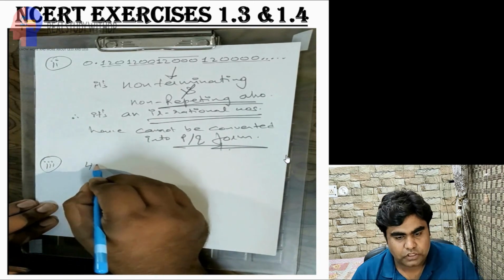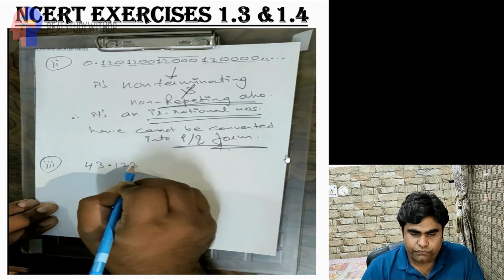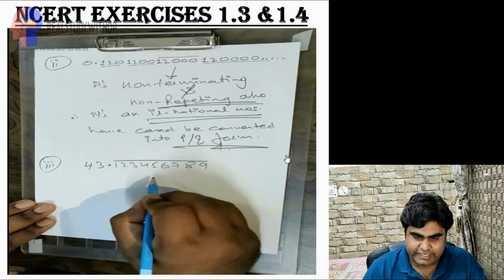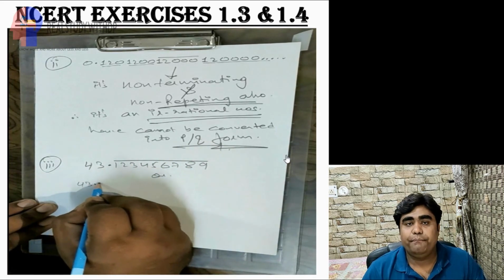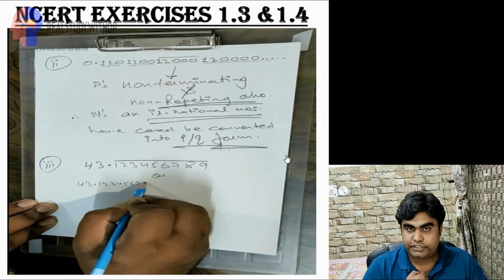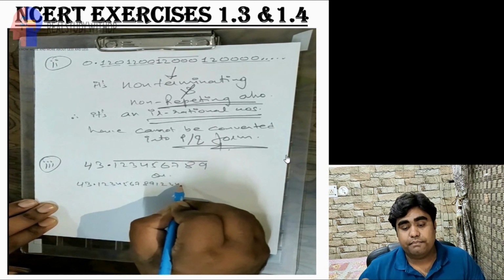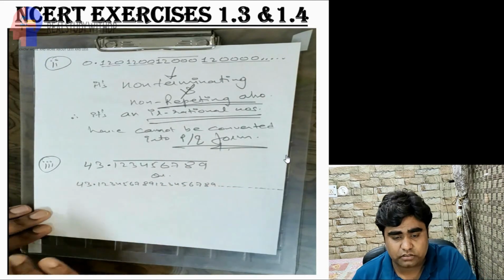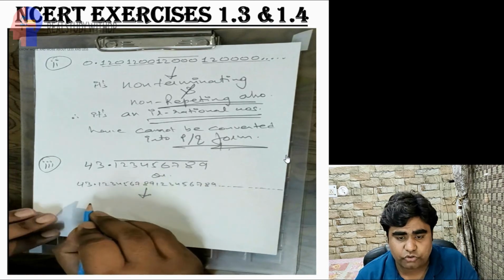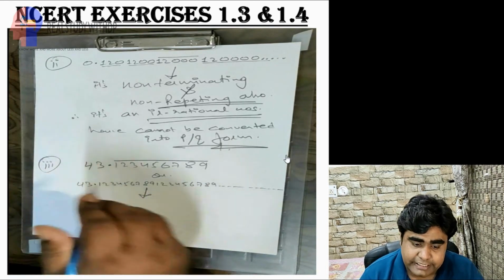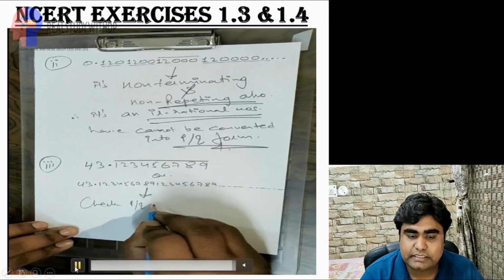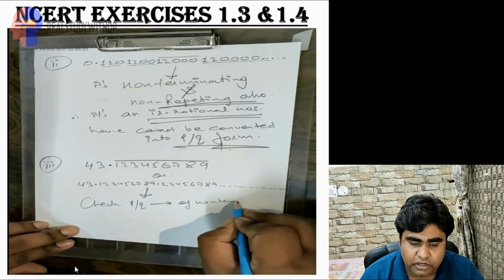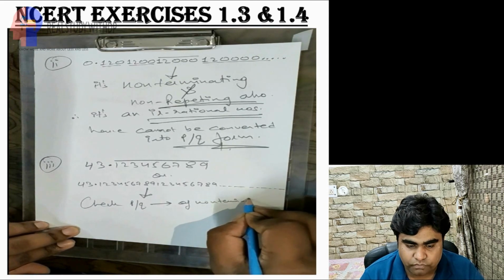So part 3 is like this: 43.123456789, and we have a bar over there. That means the number is non-terminating kind. It is not going to be terminating. Hence, yes, indeed, this number is a rational number, and we are going to convert this rational number into P by Q form also.